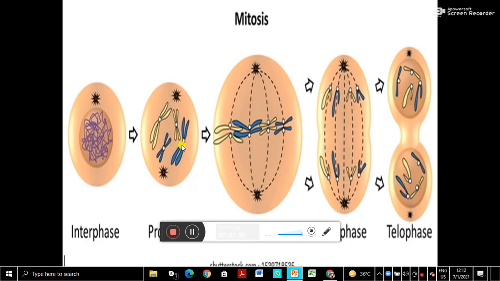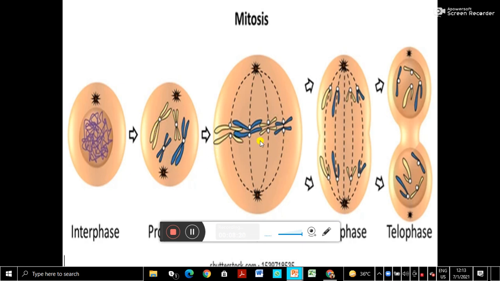cytoplasm. And in animal cells, near the nucleus, there is one more structure, that is the centrosome or centriole. Here you can label it as centrosome or centriole. And in prophase, the centriole also divides, and each pole of the cell gets one centriole. So here is one centriole, and the other one is in this pole. Okay, so these are the changes in the prophase.